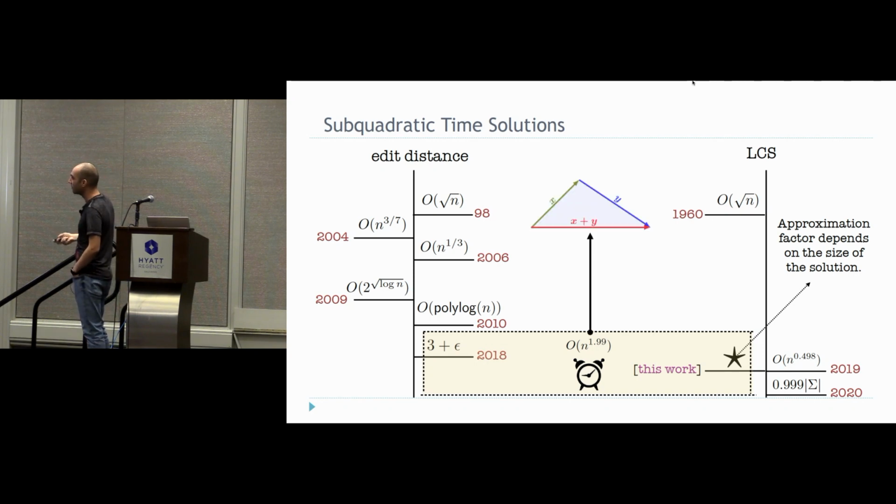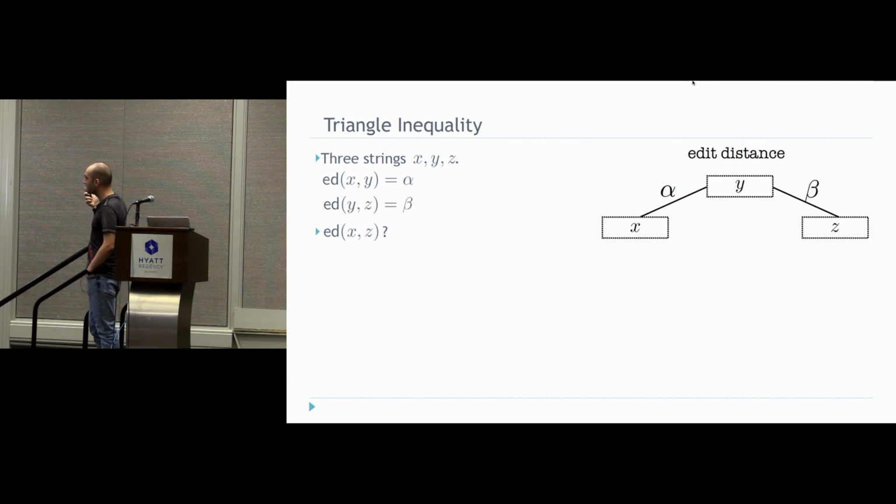To begin with, both these two solutions are based on triangle inequality. Now, triangle inequality is simple for edit distance. You have three strings x, y, z. You know the edit distance between x and y is alpha. The edit distance between y and z is beta. You can just imply that the edit distance between x and z is bounded by alpha plus beta.